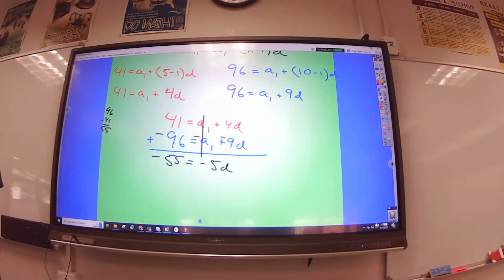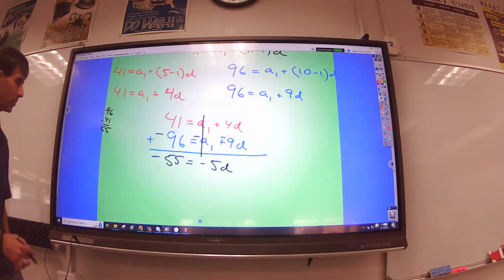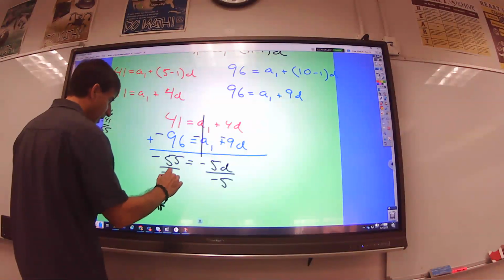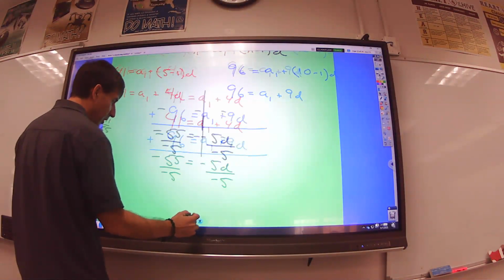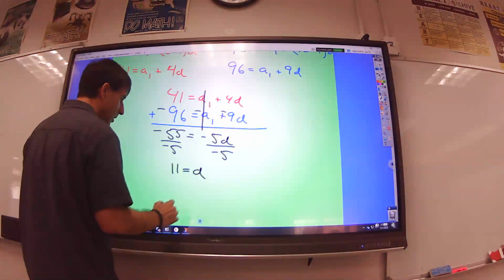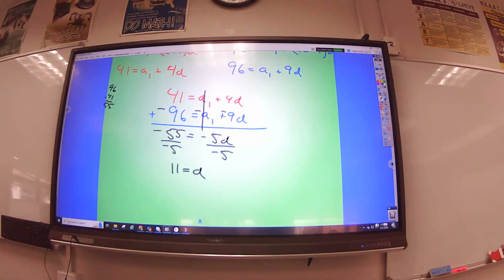Can we solve for d now, which is our common difference? How do I solve for d? What do I do? Divide by negative 5, divided by negative 5. Negative 55 divided by negative 5 is positive 11 equals our d. Now we have the d.